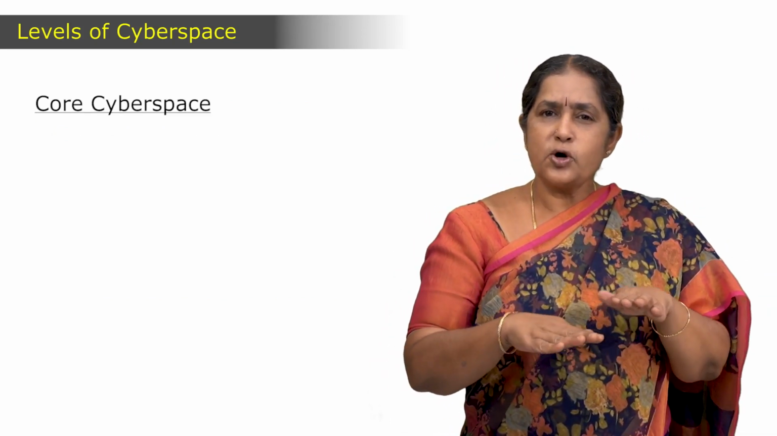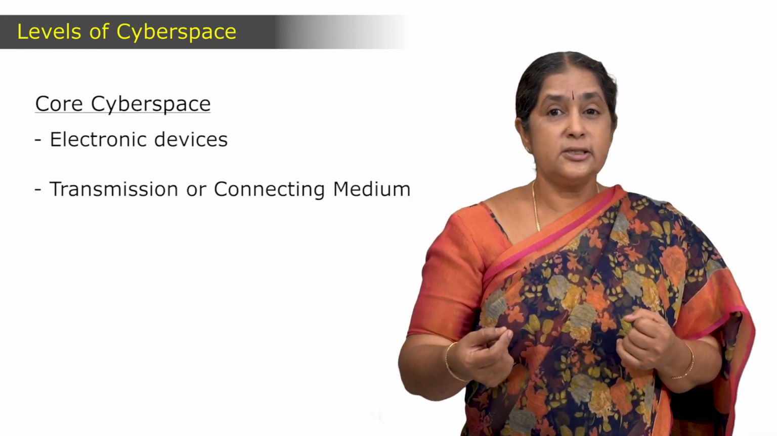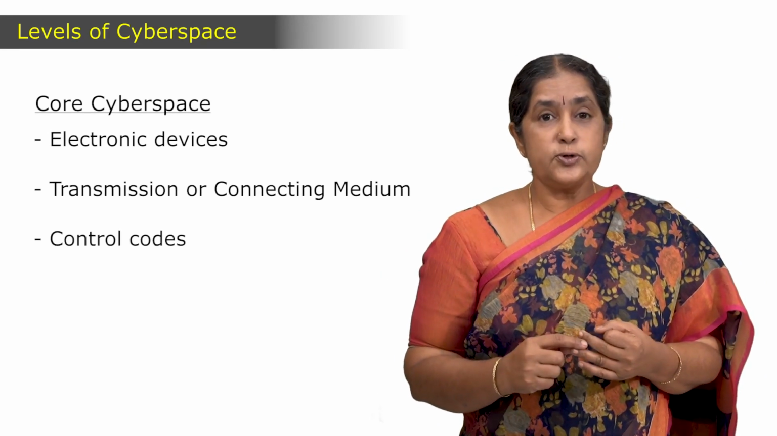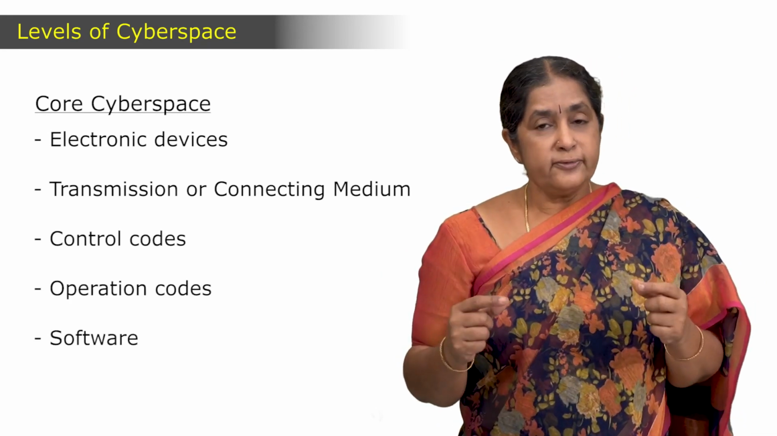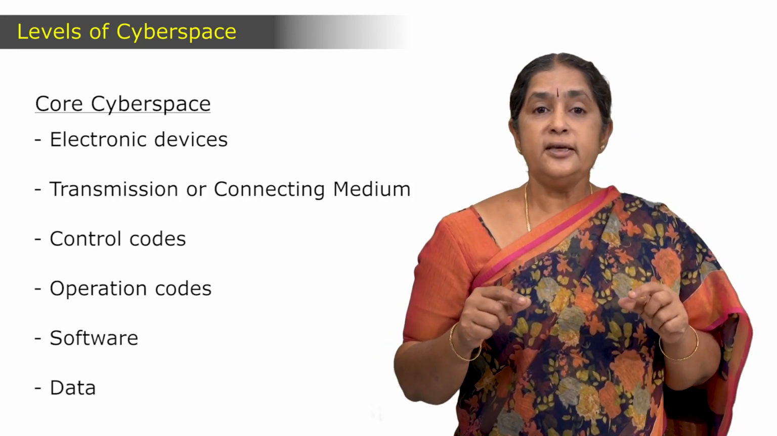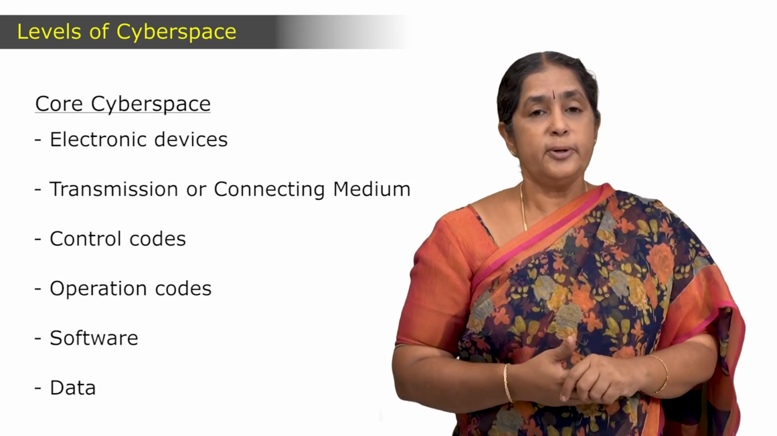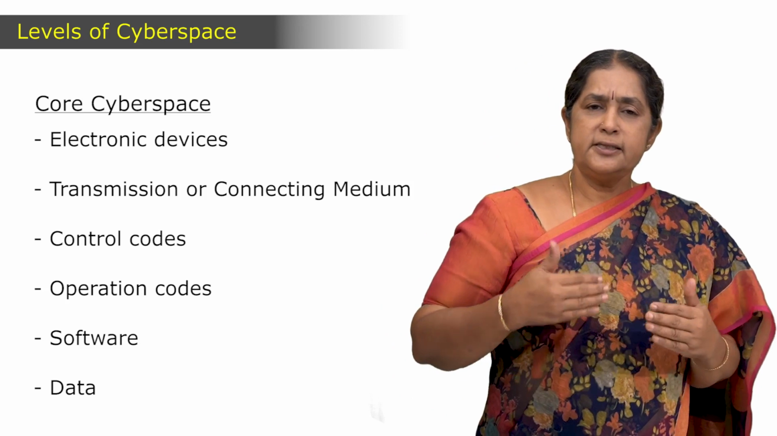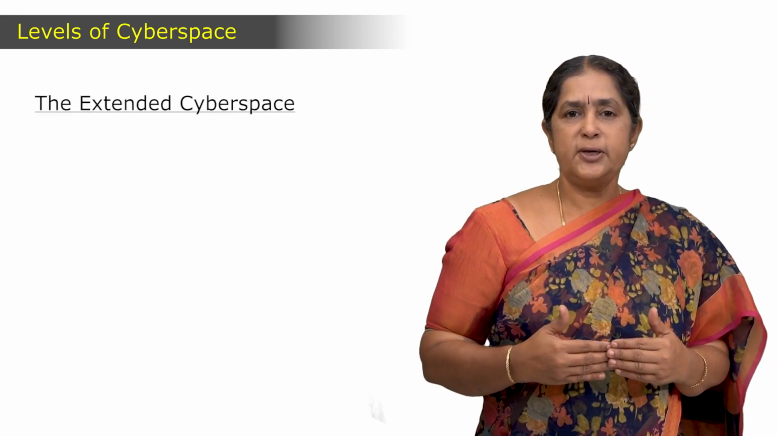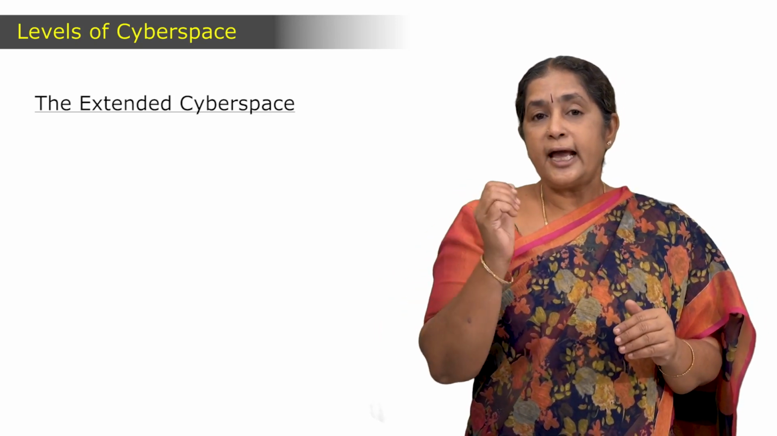What is core cyberspace? Core cyberspace covers all the electronic devices, the transmission medium or the connection medium, the control codes, the operation codes, the software used to handle them, and finally the data which we exchange. And of course, this is the place where all of us are operating today. Whereas the second one, the extended cyberspace, covers everything that surrounds the core. So anybody can access the core through this extended space.